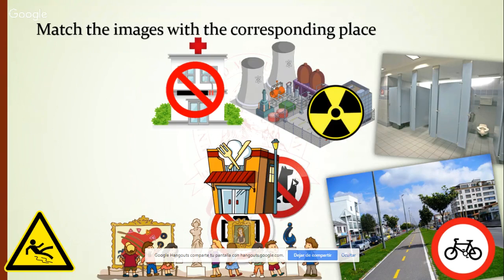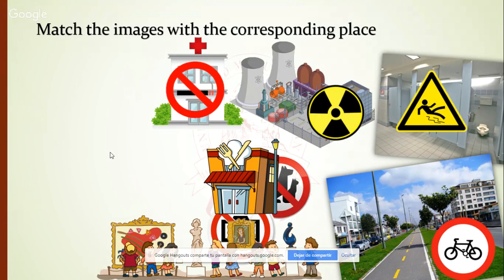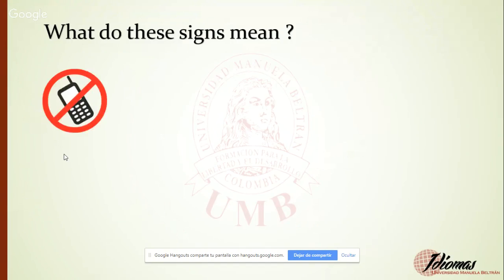The next one is about dogs. You must not bring dogs in a cafeteria or in a restaurant. And the last one goes to the bathroom, and it shows that it can be slippery. So the main idea of this exercise is that all these modal verbs show rules and regulations, right?